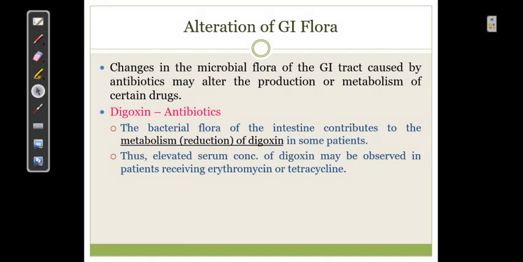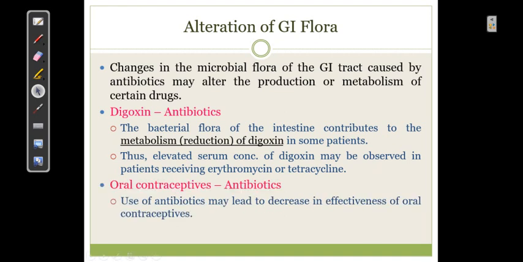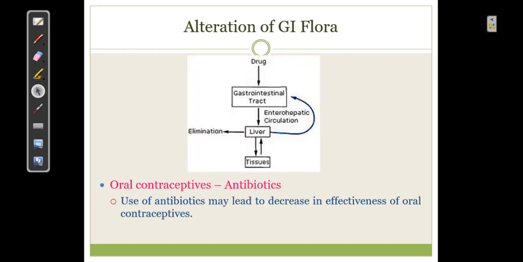The second example here is oral contraceptives, which I have also discussed many times. Remember that oral contraceptives can be given in the form of a mini pill, progesterone only, or sometimes as a combined pill, for example estrogen as well as progesterone. In such a case, the metabolism of estrogen is very important to understand. You know that there is enterohepatic circulation for the metabolism of many important drugs. So once the drug is taken by oral route, it will be absorbed from the GI tract and taken to the liver.